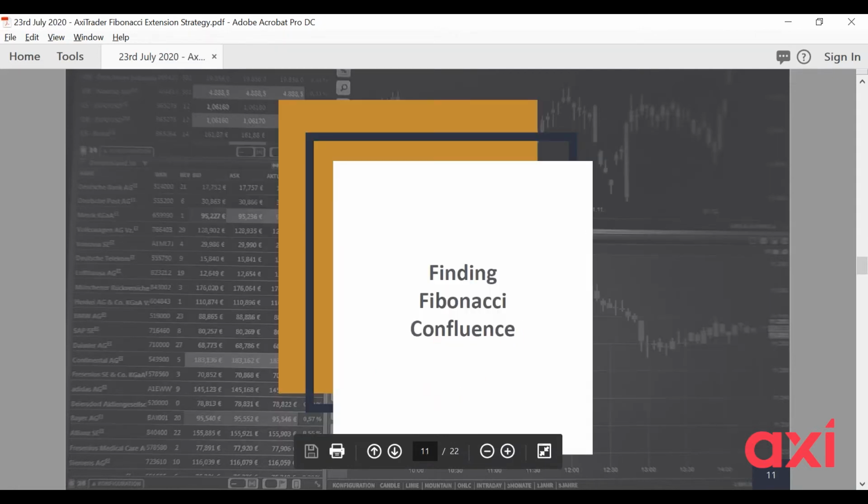All right, finding Fibonacci confluence. We got a question from Stephen Bryan. So using the daily or longer time frame, you should get a smoother trend line. Yes, you should have a smoother trend line. At the same time, don't try to force a trend line, right?